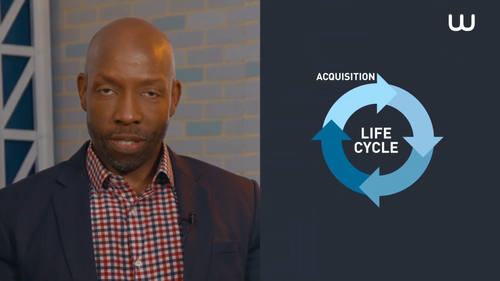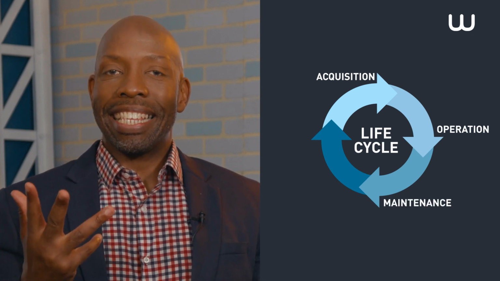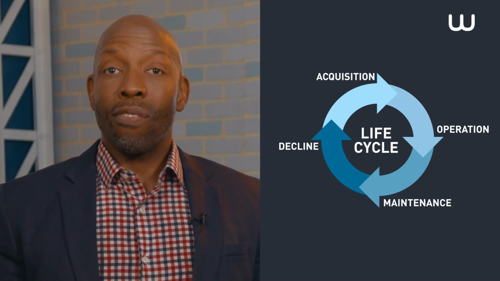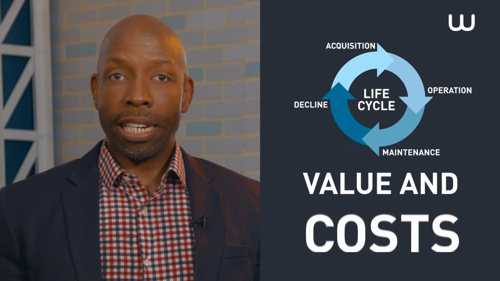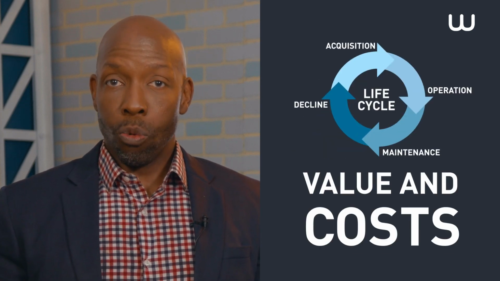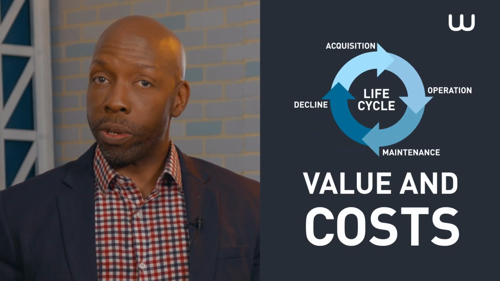So let's go back over what we've learned. An asset's life cycle is composed of 4 different stages: the acquisition stage, the operation stage, the maintenance stage, and the decline stage. For every stage, value and costs are generated, which is important to be able to balance out.